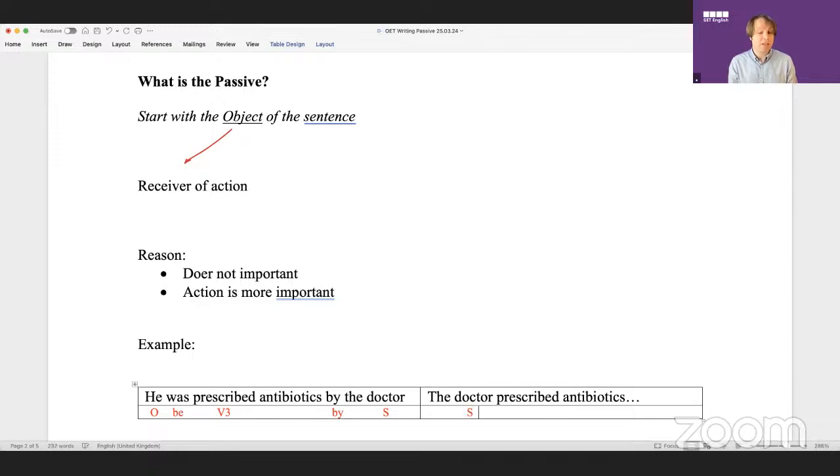Guys, here we have the subject. Here we have the verb. Okay. Yes. And then here we have the object. Now we'll talk about this more later.